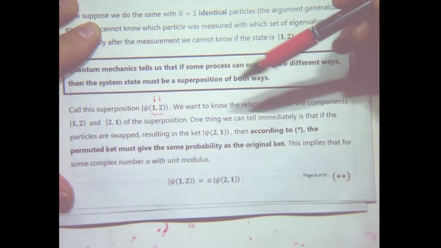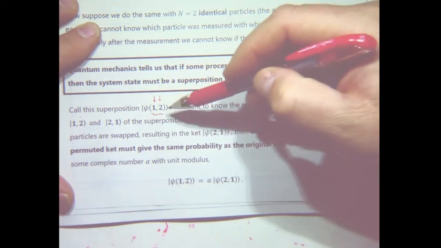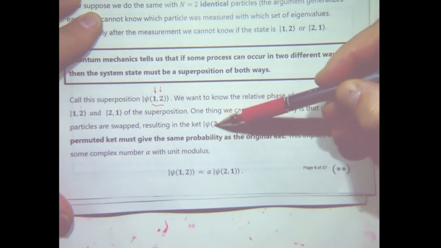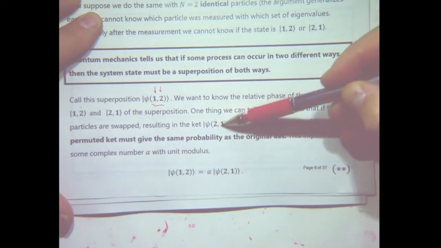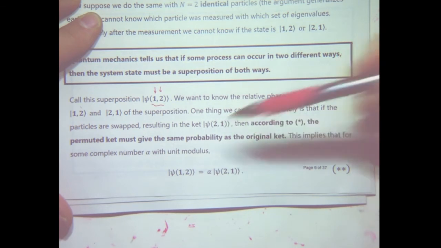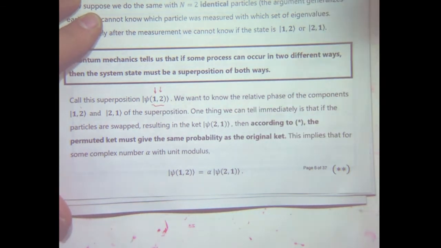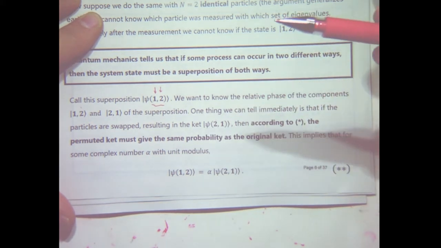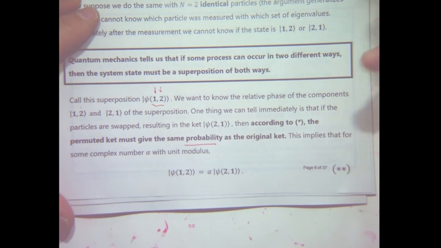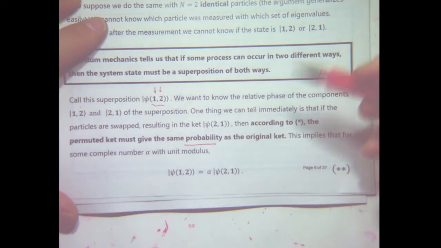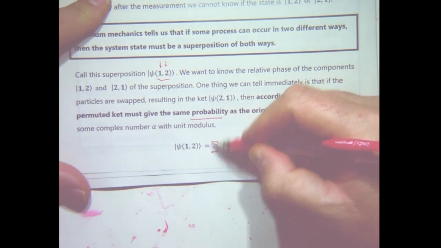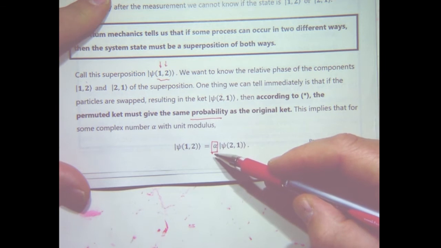But one thing we can tell immediately is that if the particles are swapped, which means this set of eigenvalues appears here and this set appears here, then according to the experimental condition before, equation star, the permuted ket must give exactly the same probability as the original ket. But if two states give the same probability, they can be different from each other only by multiplication by a complex number of unit modulus.